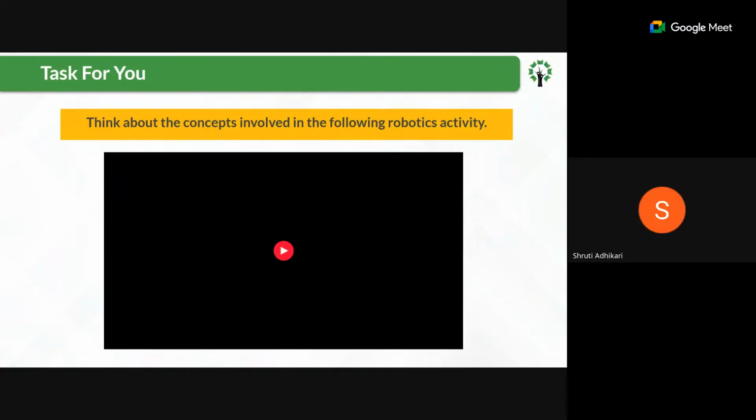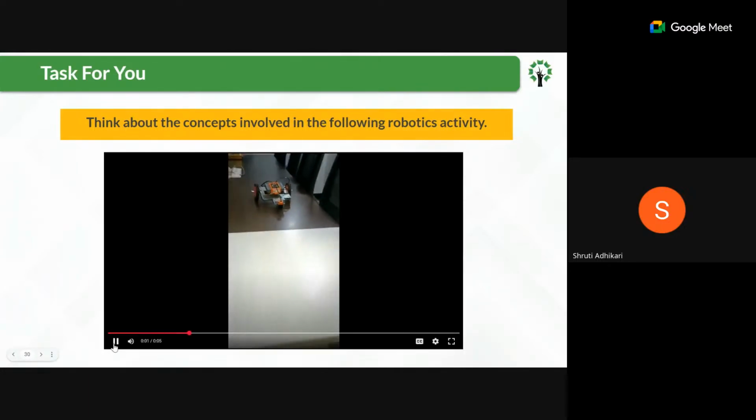Yes. So the sensors are basically detecting the edges, right? It is actually detecting whether there's an edge or not. If there's an edge, it will keep on moving. If there is no edge, that means the robot can fall. So we can program the robot to change the direction. Okay. Any other concept? Any science concept which is integrated in this activity?